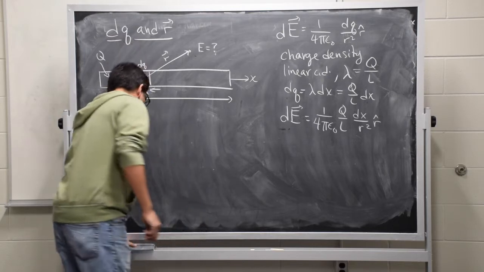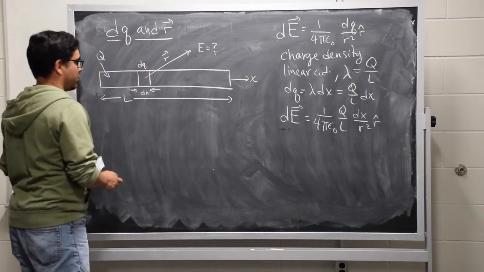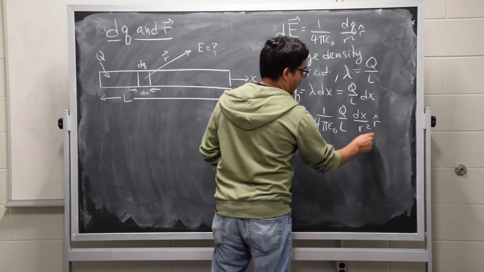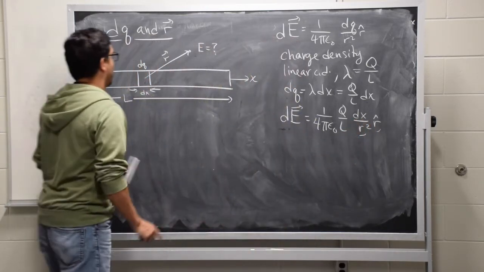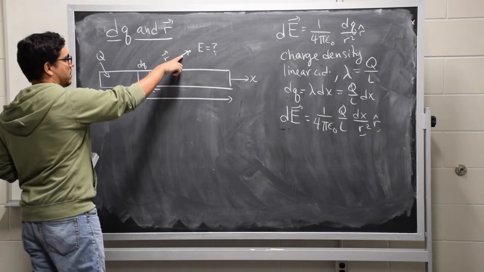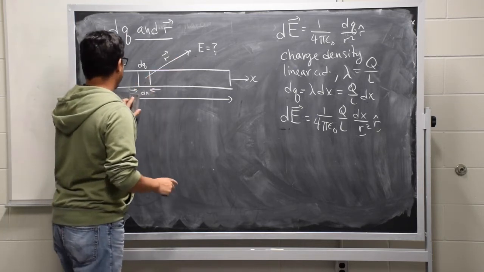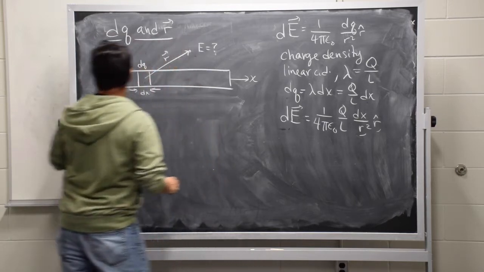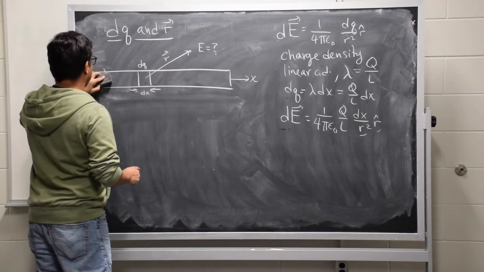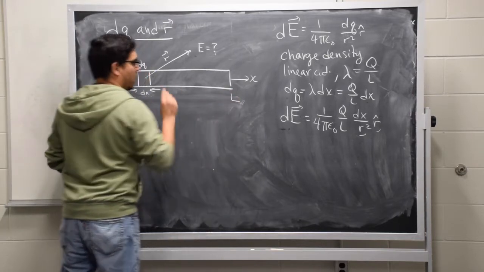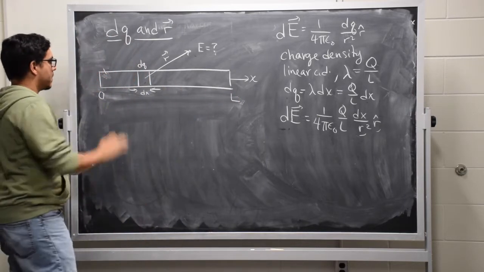So what we're going to do is impose a coordinate system on this situation, because that will help us describe the r and r hat, which come from this definition here. We need a coordinate system to do that. So I'll erase a little bit of this stuff and make it a little more concrete in terms of what we're doing. We'll say we're starting at the origin, and the rod ends at length L.